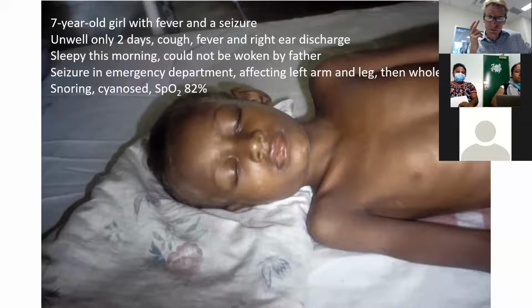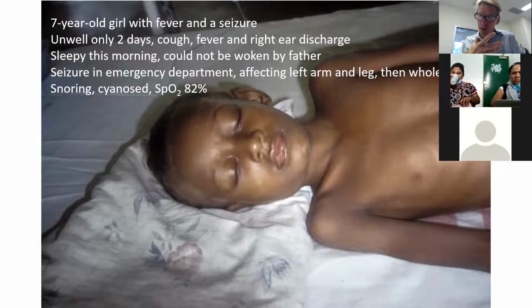So she had the discharge from the ear for 2 days, and then she became very sleepy that morning, and her father tried to wake her and couldn't. He brought her into the emergency department, where she started having a seizure that was affecting her left arm and her left leg, and then it went to her whole body. By the time she was seen by the doctor, she was snoring, with some sort of snoring breathing, and she was cyanosed with an oxygen saturation of 82. So when you hear that story and look at this child, what do you think about?